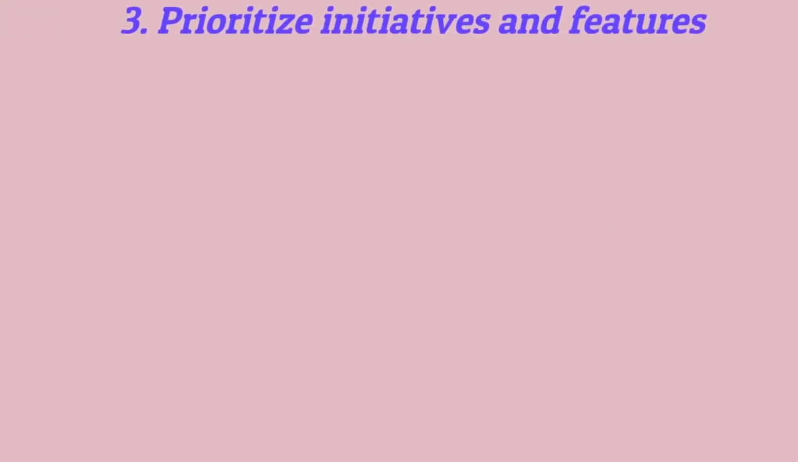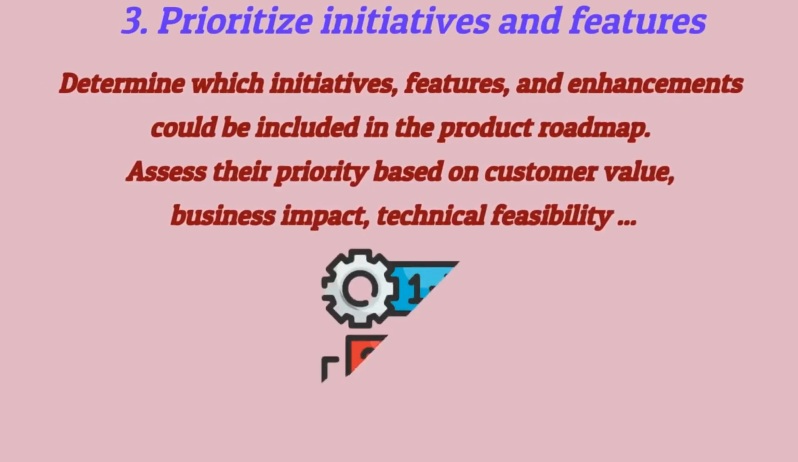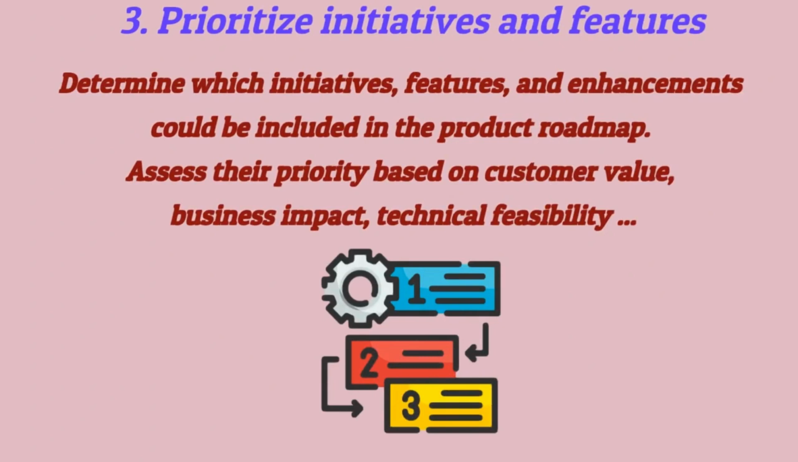Step 3. Prioritize initiatives and features. Determine which initiatives, features, and enhancements could be included in the product roadmap. Assess their priority based on customer value, business impact, technical feasibility, resource availability, and alignment to overall goals. Prioritize initiatives that align with the product vision and goals, and are likely to succeed. Prioritization should always be critical to any product.